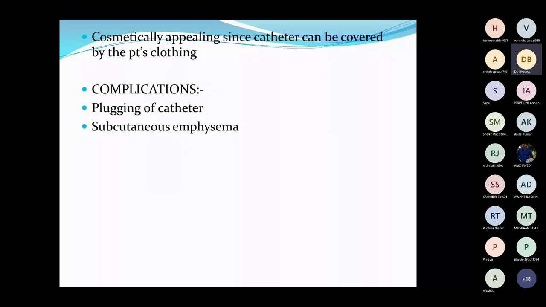Cosmetically, it is appealing since the catheter can be hidden by the patient's clothing. But since the patient wears clothes from the top through the head, it is quite possible that it gets removed automatically or loosened, so the patient has to take care of that. What are the complications? The plugging of the catheter and subcutaneous emphysema. Subcutaneous emphysema is an infection at the site of the connection between the machine and the body, through which the passage is weak because it is open. So emphysema can develop.